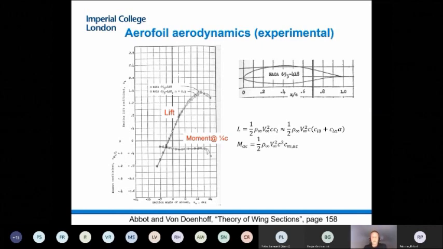So a typical scenario is what I'm putting here. This is pulled out from this book by Abbott. It's a classic, 1940, which basically has tons and tons of charts of what happens to airfoils.